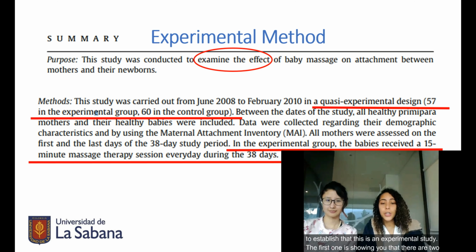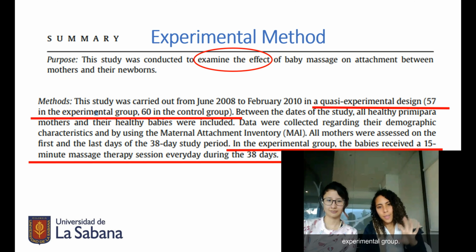The first one shows that there are two groups to compare: one with 57 people that will be experimented on, and one with 60 that is used for the control. And the second one refers to the intervention that was done to the experimental group.